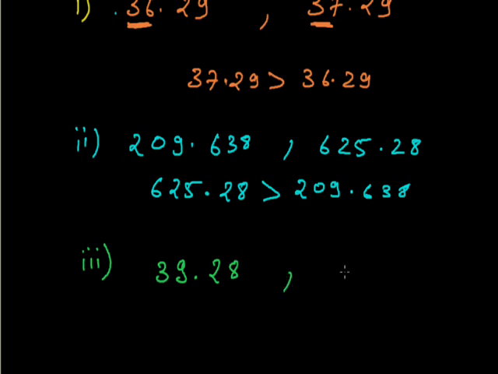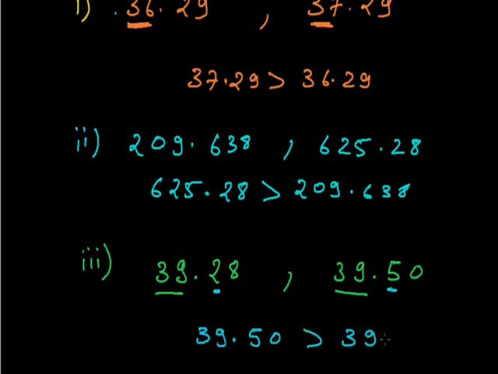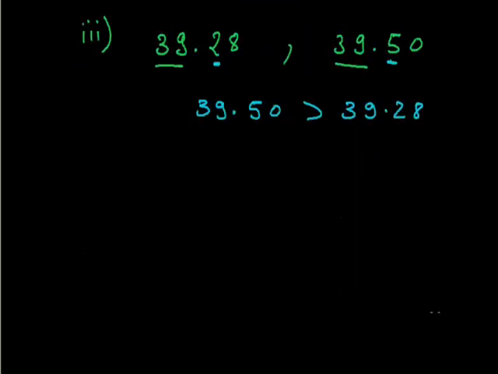But if the whole number parts are the same, for example, if we have a number 39.28 and another number 39.50, here you can see the whole number part is 39 and in the second number it is also 39. So first of all, we will compare the leftmost digit present in the decimal, that is 2 here, and here it is 5. So 5 is greater than 2, so 39.50 is greater than 39.28.